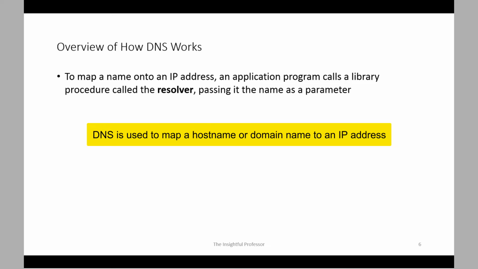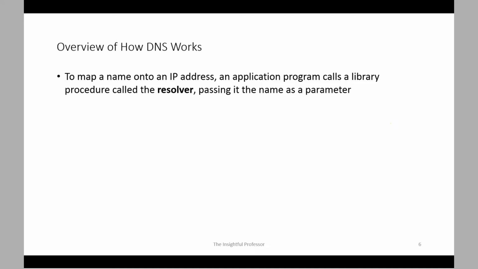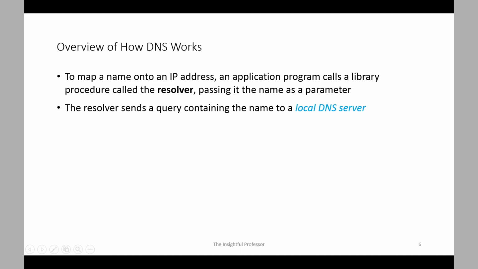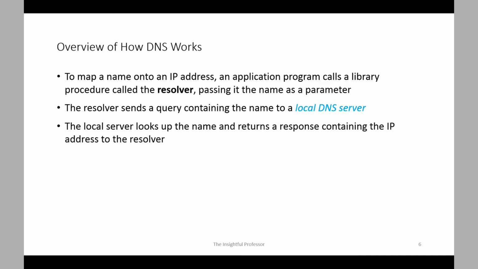So an application that says, hey, I'm going to talk to google.com calls a service of DNS by invoking a library procedure called the resolver. And it says, here's the name that I need you to look up and return to me the IP address. So the resolver will send a query containing the name requested by the application program to what is referred to as the local DNS server. The local server looks up the name and returns a response containing the IP address to the resolver.